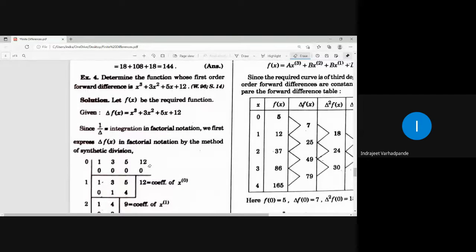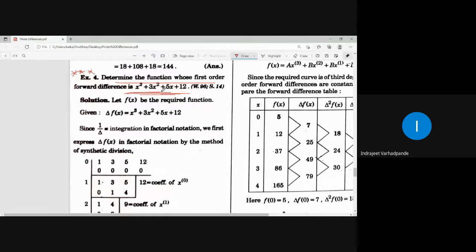The next example for the discussion is: determine the function whose first order forward difference is x cube plus 3x square plus 5x plus 12. This is a bit different kind of example, therefore we mark a star over here. Determine the function whose first order forward difference is this. Now I have been asked to write down or obtain the original function whose first order forward difference is this.